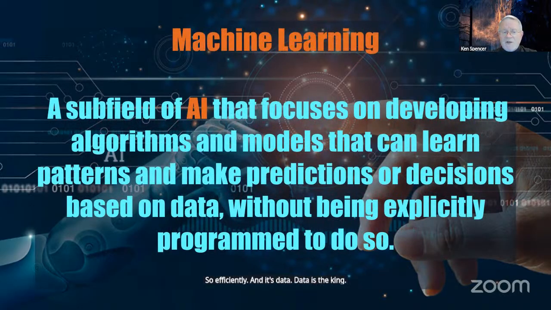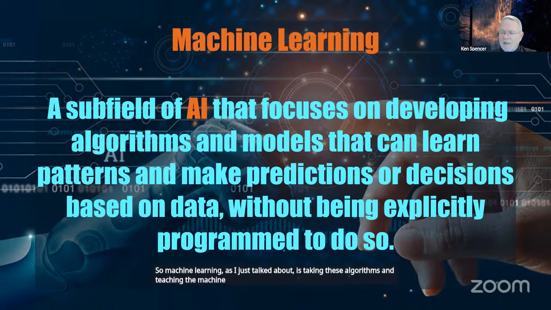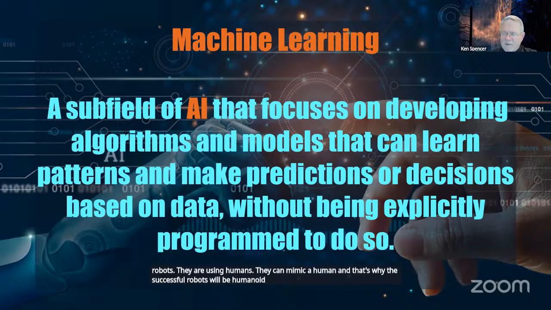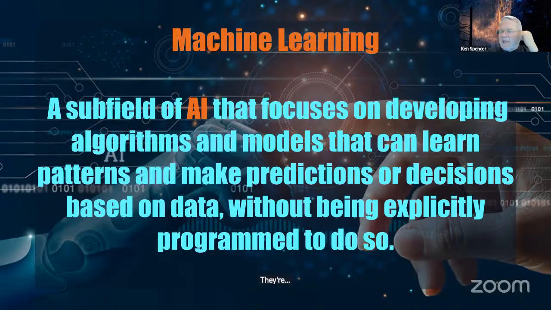So machine learning, as I just talked about, is taking these algorithms and teaching the machine to learn things. And that's where we'll talk later about robots. They can mimic a human, and that's why the successful robots will be humanoid robots, because they're mimicking what a person does. Harmon, go ahead with your question.